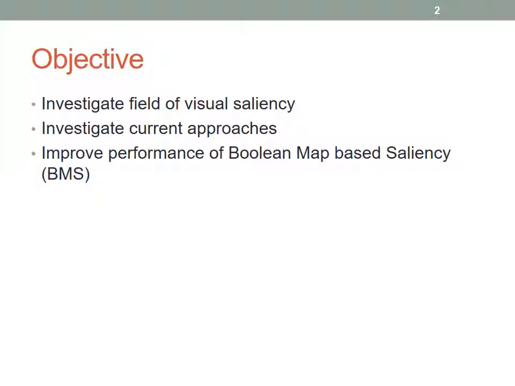So the objective of this research is to investigate the field of visual saliency, figure out what it really is, look at the current approaches, what have been the latest breakthroughs, how they apply, and how the top performing algorithms are architected. Then I also wanted to try to improve the performance of an algorithm. I chose the Boolean map-based saliency, or BMS, algorithm to improve upon because it is a top performer and the source code was open.